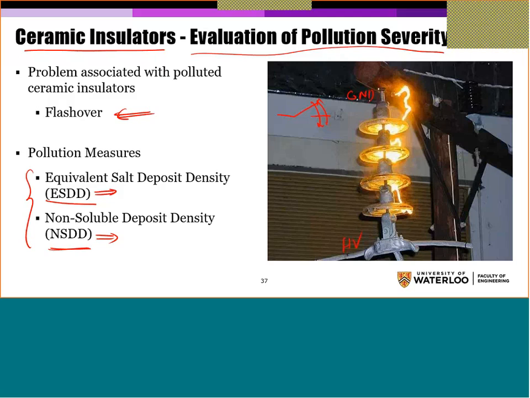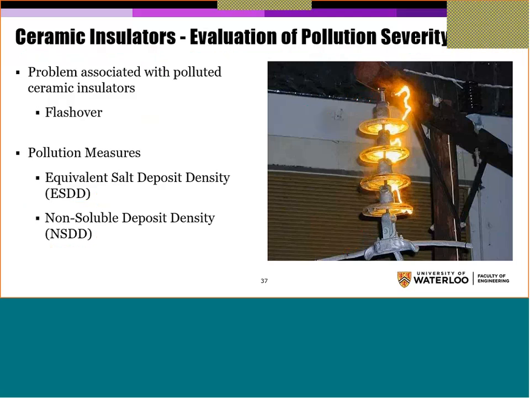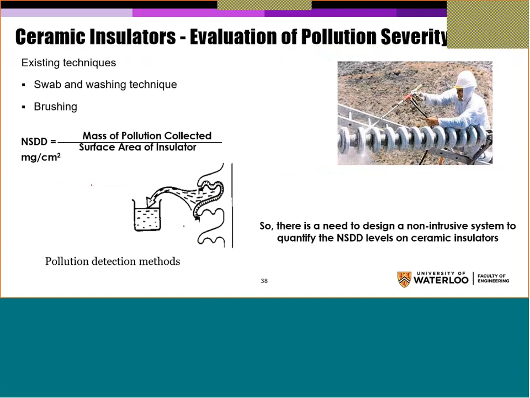For example, at a certain voltage level I use 4 insulators, but I could use 5 or 6. If I work in a very severe pollution environment, I may need to increase the number of insulators. So how do we measure the ESDD and the NSDD in the field? It's very intrusive. Meaning what?